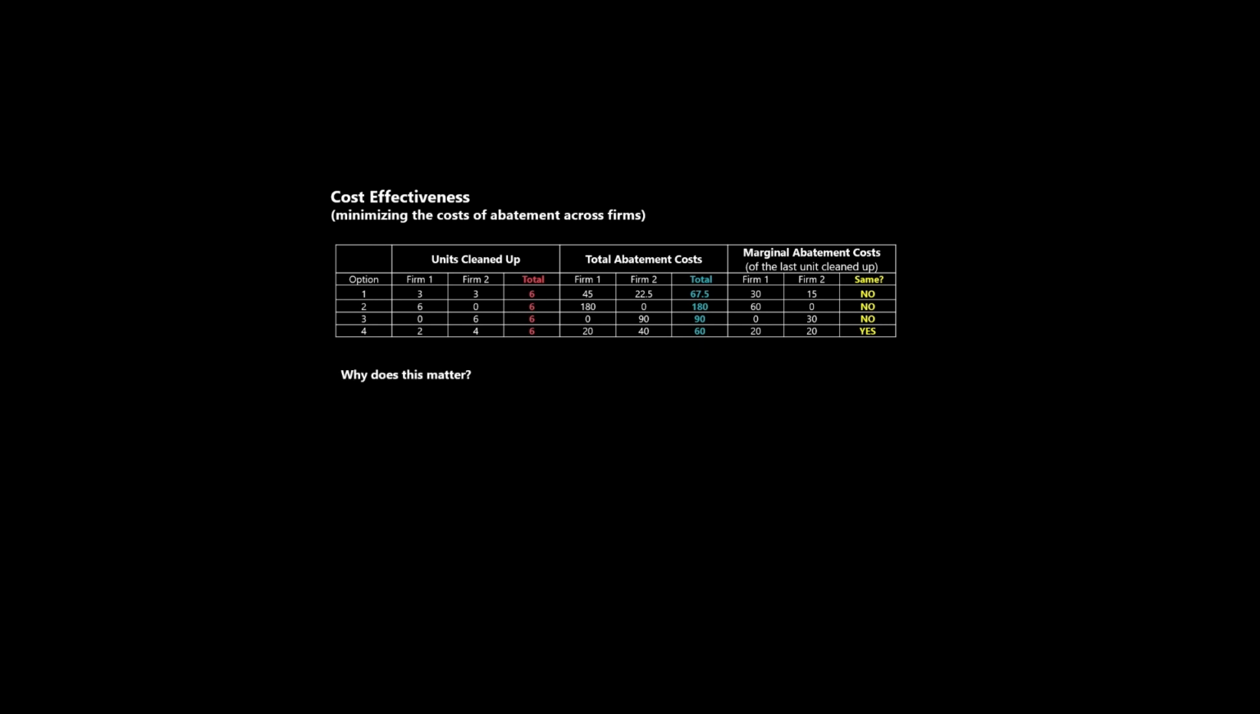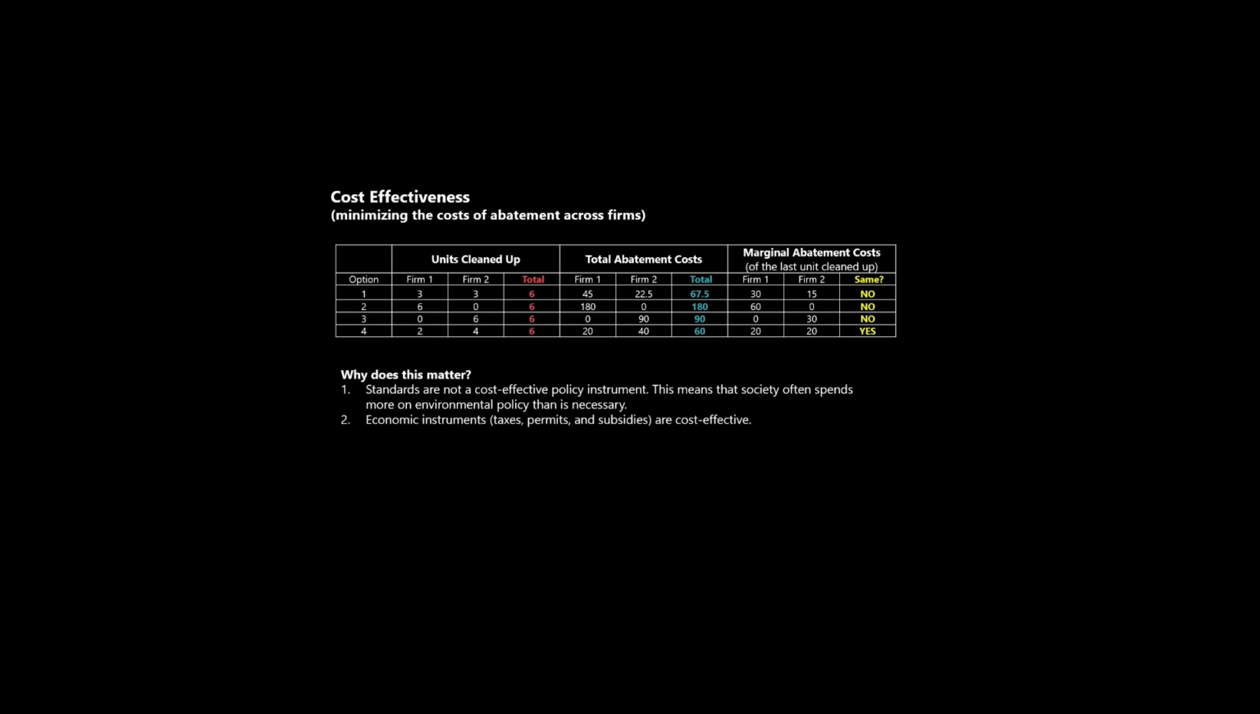So, why does this matter? Why should we care about this? Well, what this tells us is that standards are not a cost-effective policy instrument. Standards never equalize the marginal abatement costs for all firms. This means that society often spends more on environmental policy than is necessary, and that's because most often standards are the go-to environmental policy.